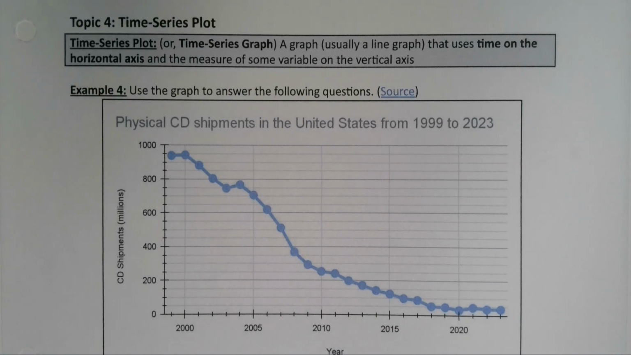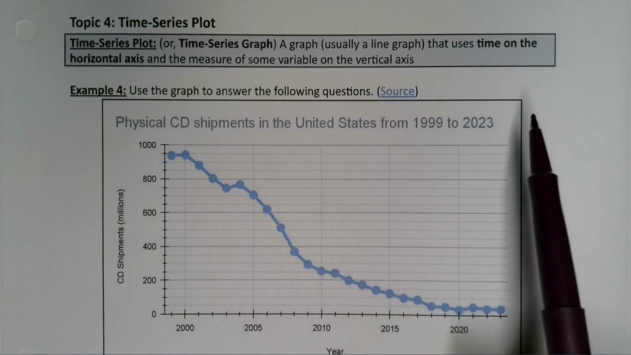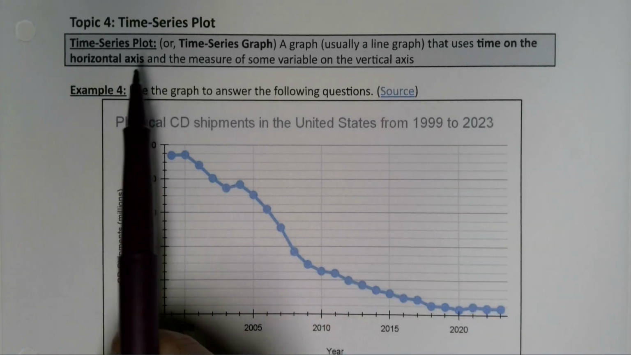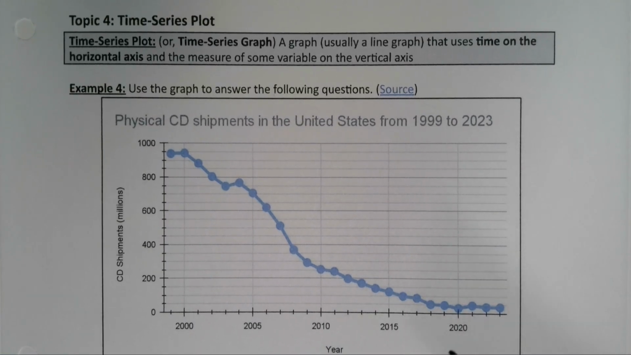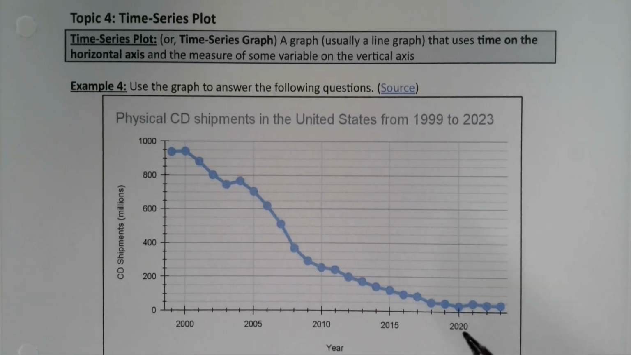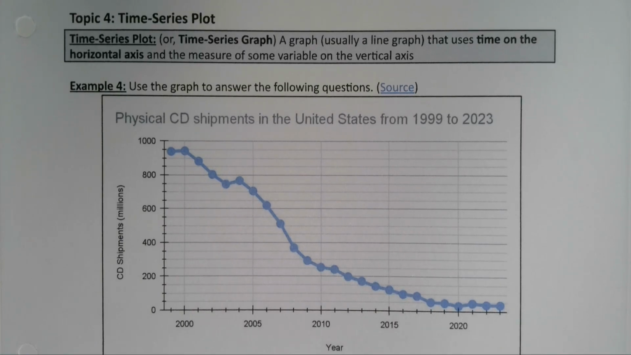The next graph we want to consider is the time series plot. These are graphs that use time on the horizontal axis and some variable on the vertical axis. They're extremely common to use in economics, business, all sorts of things like that, but also sociology, history. This is really great stuff and it's used constantly.